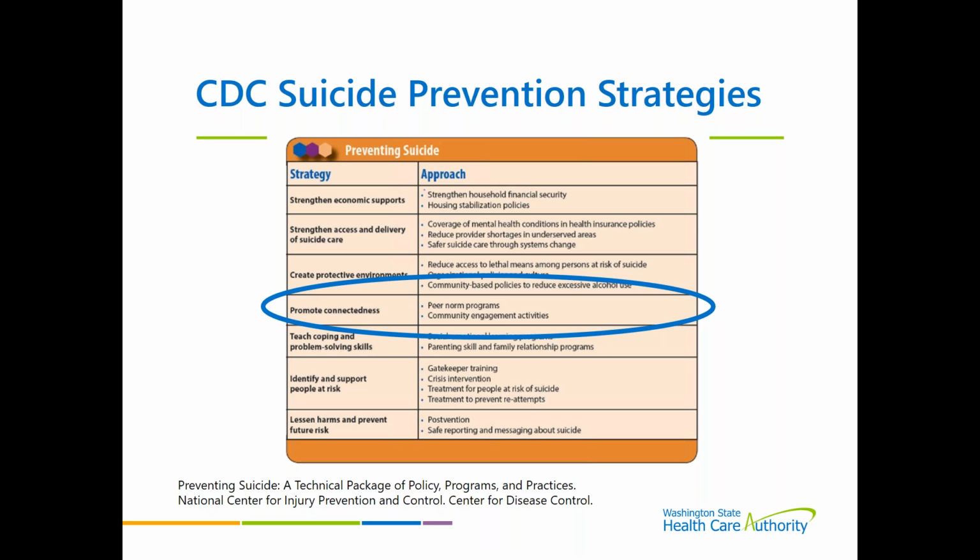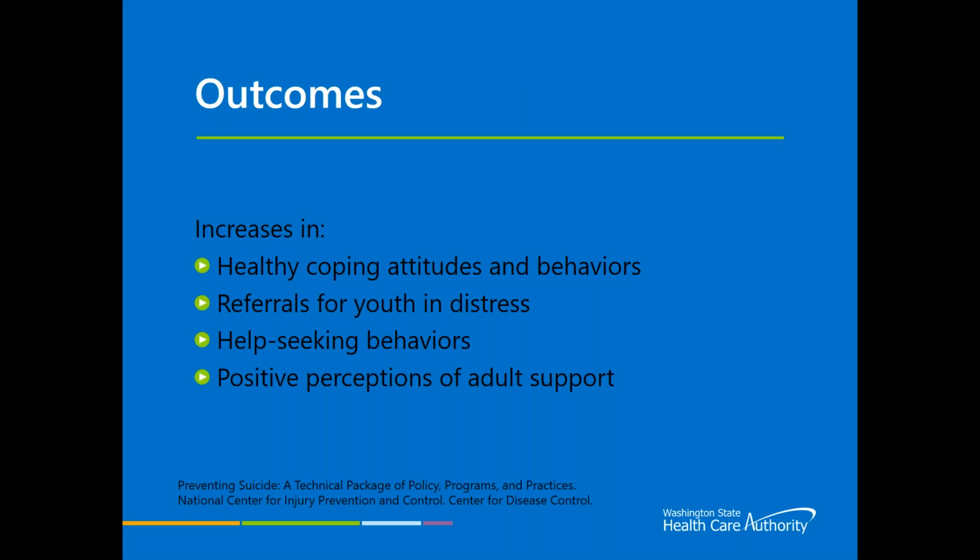Community engagement approaches may involve community members participating in a range of activities that increases connection, awareness, and decreases stigma. These activities provide opportunities for community members to become more involved in the community, learn about their part in suicide prevention, gain knowledge of how to intervene, learn it's okay to talk about mental health and suicide, and to connect with other community members, organizations, and resources. Potential outcomes of peer norm programs and community engagement strategies are increases in healthy coping attitudes and behaviors, referrals for youth in distress, help-seeking behaviors, and positive perceptions of adult support.